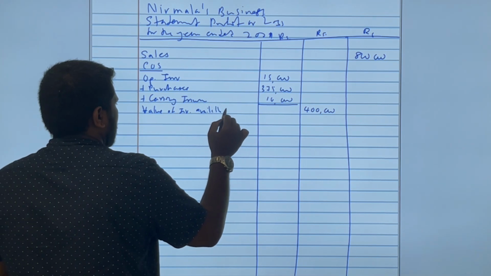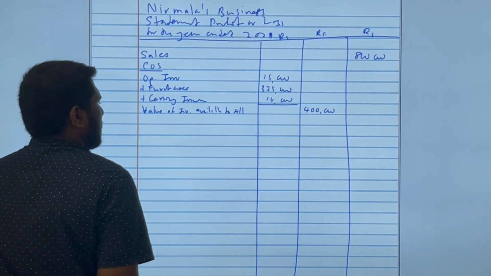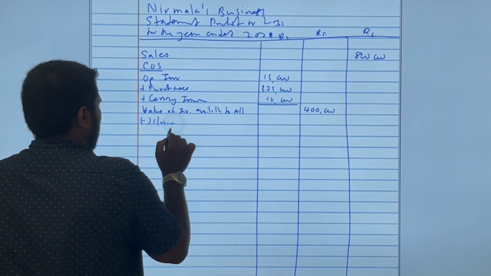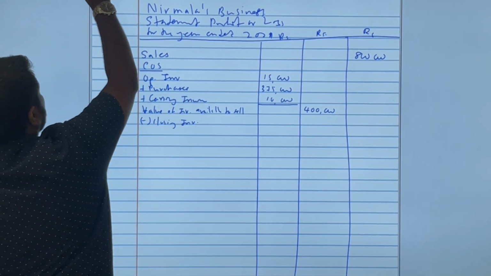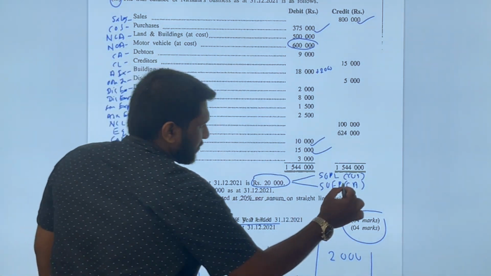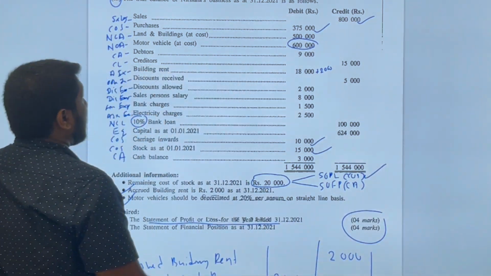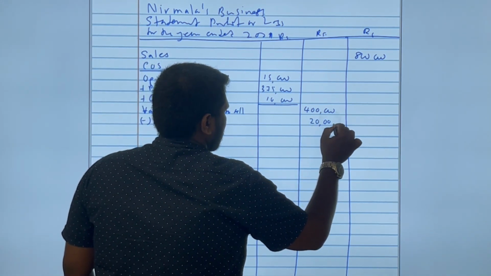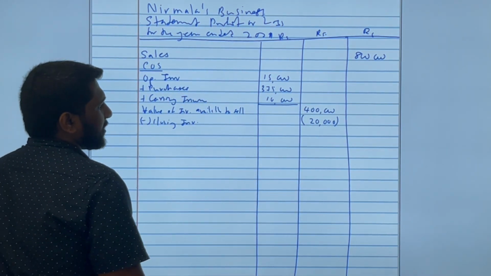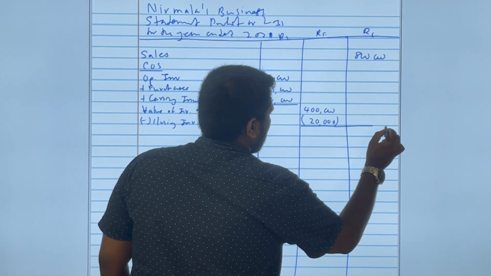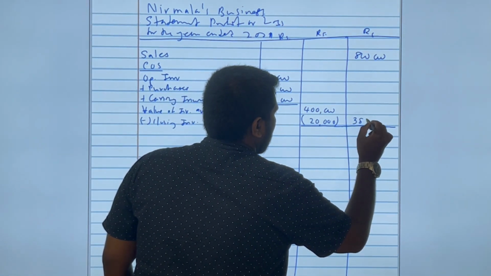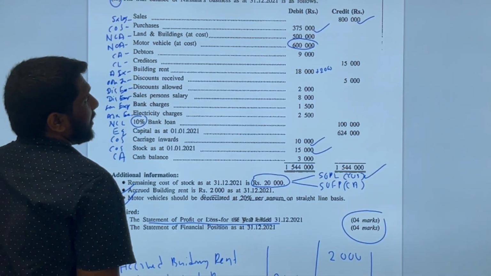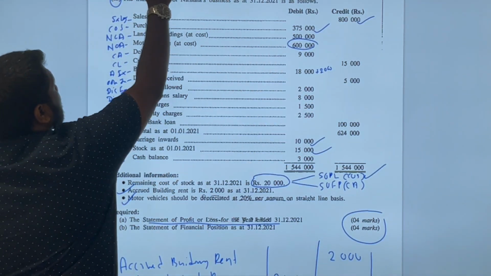available to sell. From this you have to minus the closing inventory, if not the closing stock. How much is the closing stock? So this part is done now. 20,000. Then how much is the cost of sales value that we are getting? 380,000. So let me calculate the gross profits then.